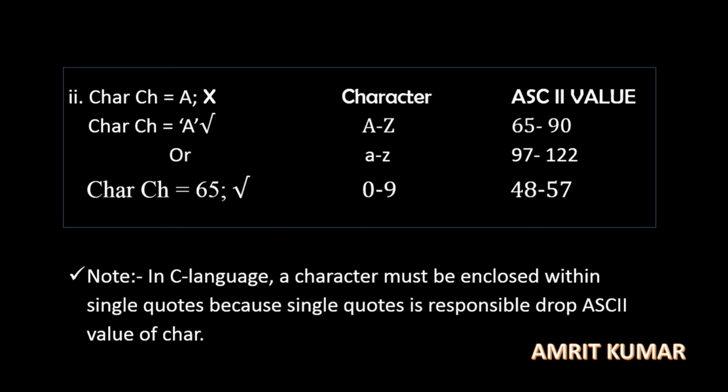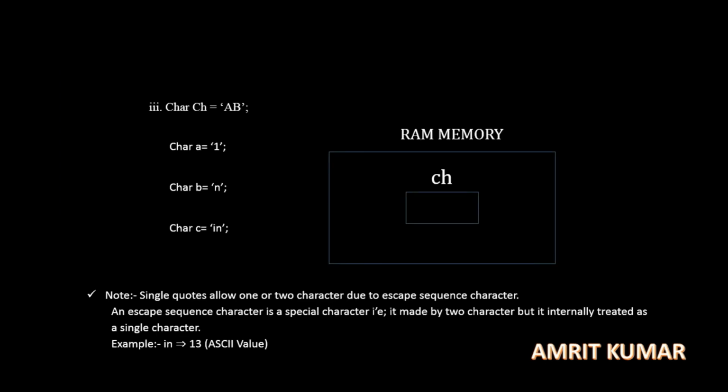In C language, a character must be enclosed within single quotes, because the single quote is responsible for giving the ASCII value of the char. So this is how we can represent a character. Moving on to point number 3, that is how we can store a character.